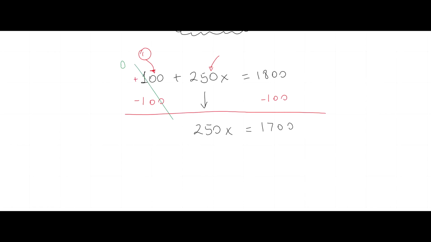So now these two numbers are being multiplied. The opposite of multiplication is division. Divide by 250 on both sides of the equation. Cancel out this number because 250 divided by 250 is just 1. So you have 1x. And when you cancel these two numbers, you're going to have 1700 divided by 250. So you have 6.8.